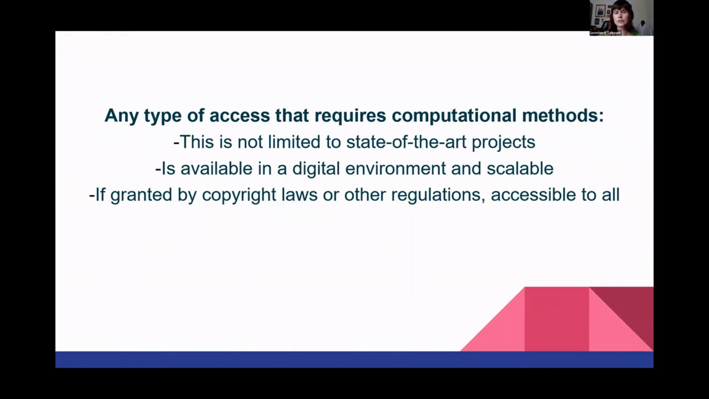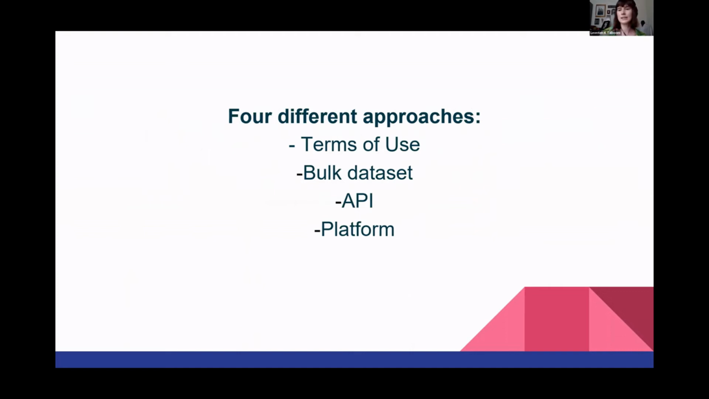I will come back to some of the examples which make restricted data available in a sec, because what I will be talking about now is the different approaches you can take to computational access. You can roughly split it into four approaches: terms of use, bulk data set, API, and platform. I will talk about those in a bit more detail in a minute, and then some examples.